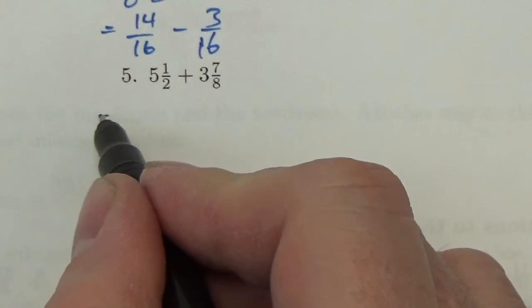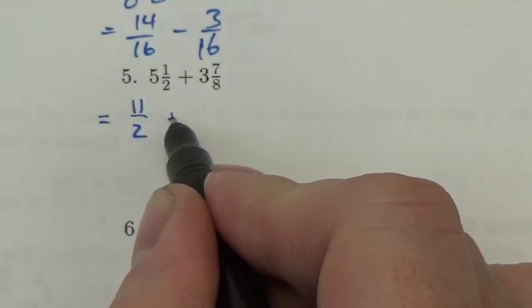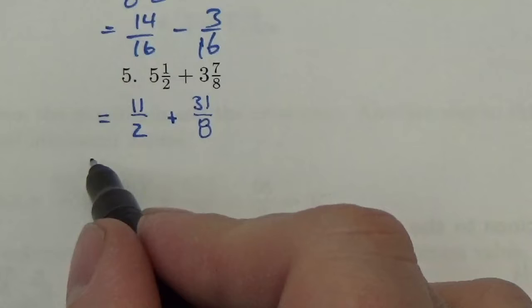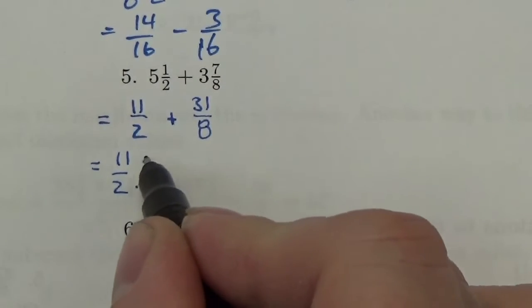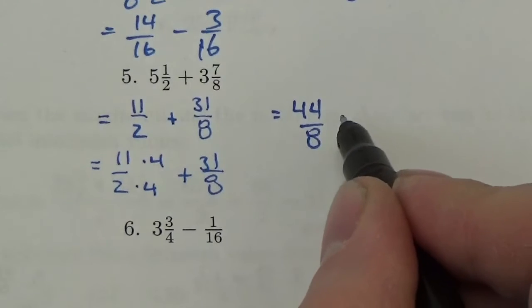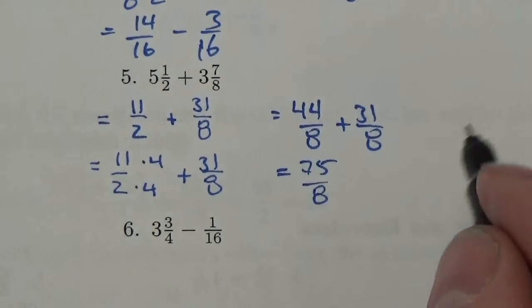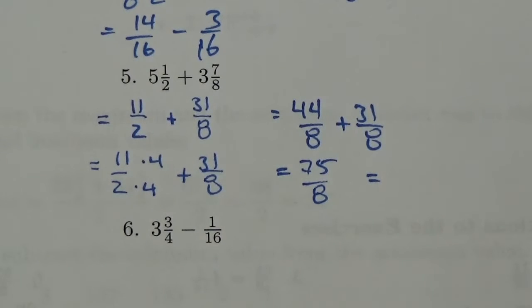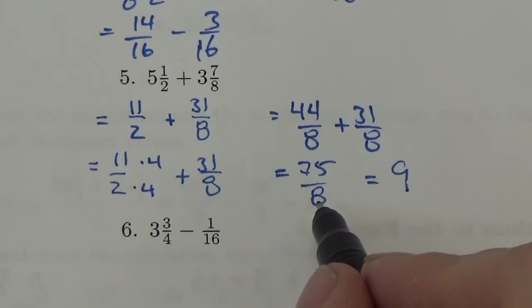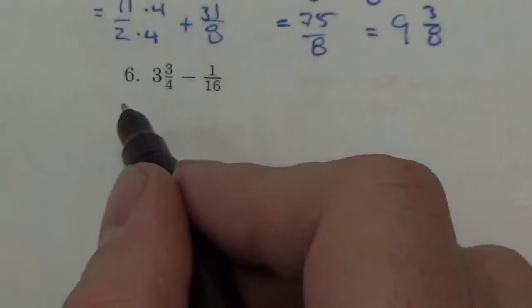Okay, here's another problem with mixed fractions. The first thing I want to do is convert those mixed fractions into improper fractions. So 5 times 2 is 10, plus 1 is 11 halves, plus 3 times 8 is 24, plus 7 is 31 eighths. Now I'm going to take that 11 halves and multiply numerator and denominator by 4, and add 31 eighths. So this becomes 44 eighths plus 31 eighths, which is 75 eighths. Now I can convert that into a mixed fraction. 75 divided by 8 is 9 with a remainder of 3. So 9 and 3/8.